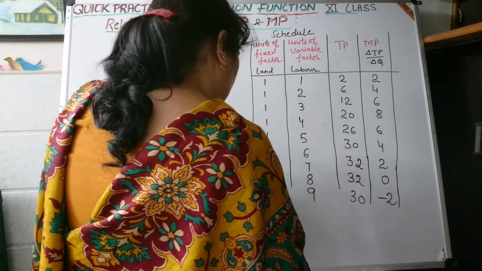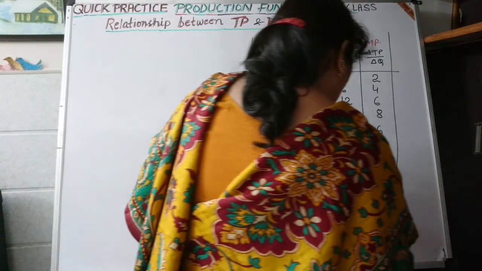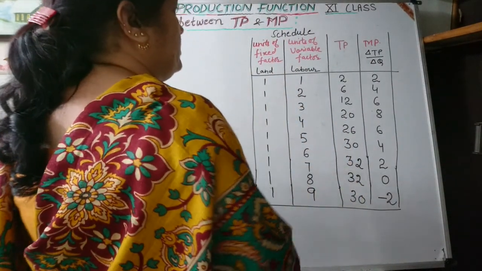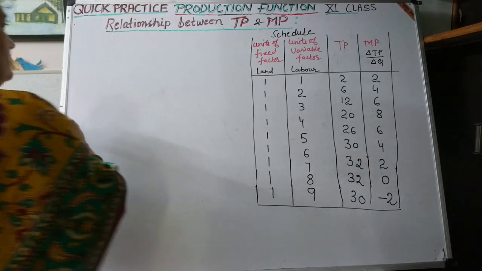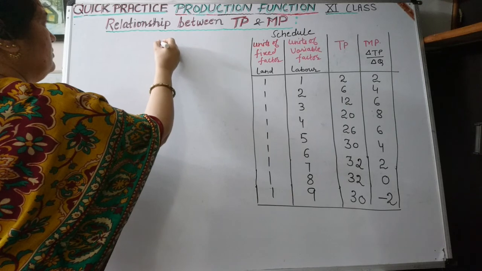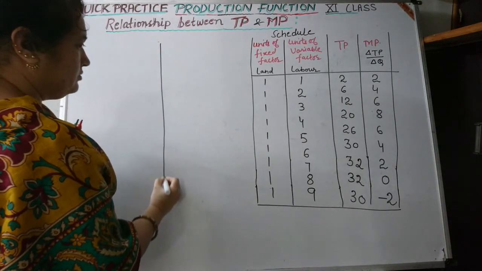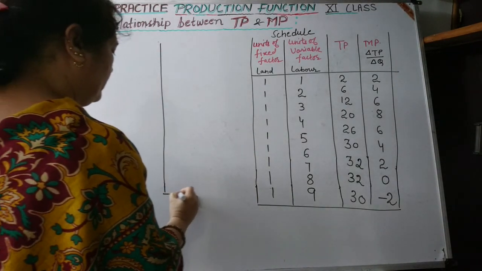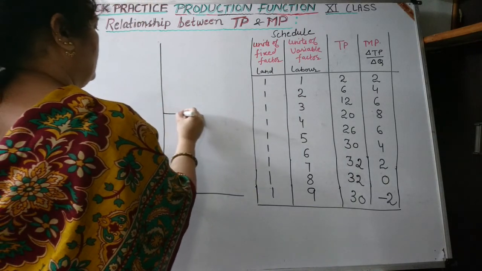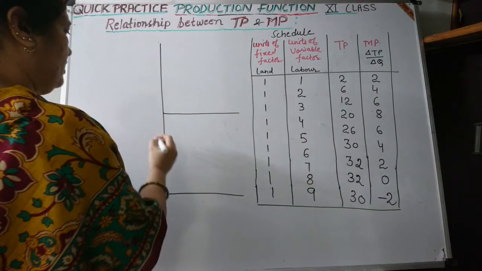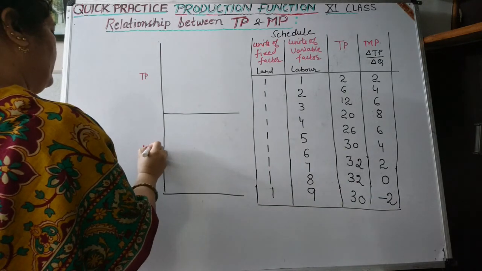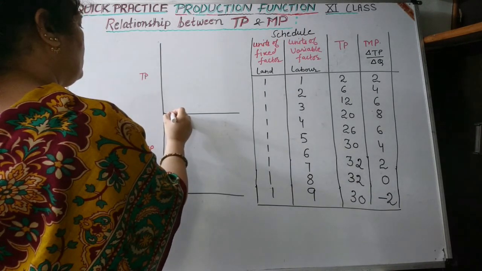So 9 units of variable factor, we will increase up to 9 units. And now let us draw the diagram. We have to prepare total production in the upper panel and marginal production in the lower panel. Here we will draw total production and marginal production. There are 9 units of output.